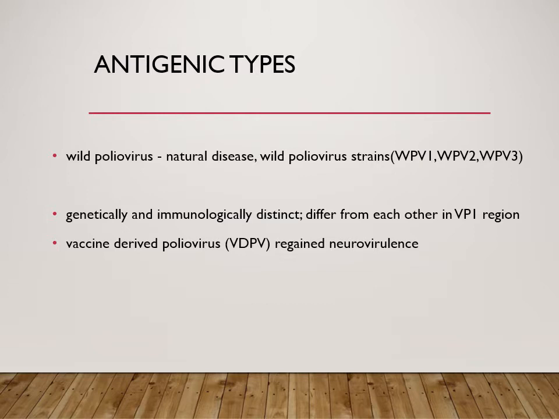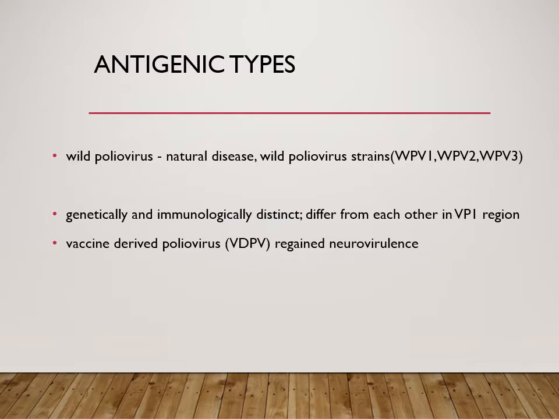These three strains are genetically and immunologically distinct, although the clinical manifestations of all three strains are the same. But at the level of genetics or immunology they are different, and they differ from each other in the VP1 region.